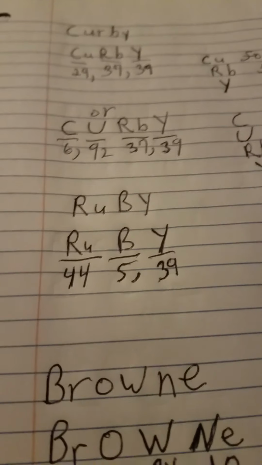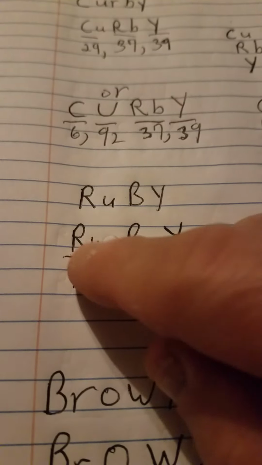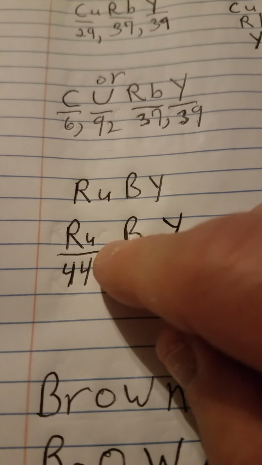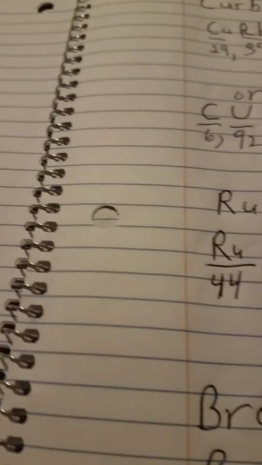Then we got the name Ruby, R-U-B-Y. So we got the capital R and a small u, chemical symbol with atomic number of 44, for the element's name of ruthenium, R-U-T-H-E-N-I-U-M. Ruthenium, or ruthenium if you want to call it that. Okay. So we got capital R and small u.